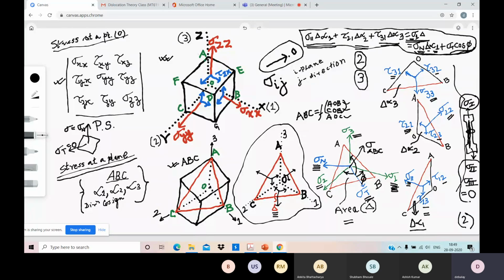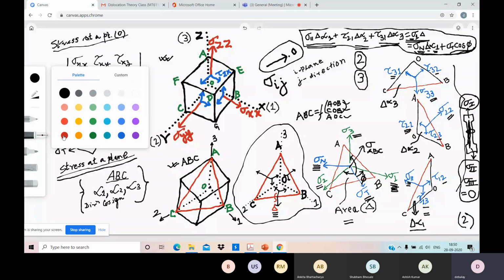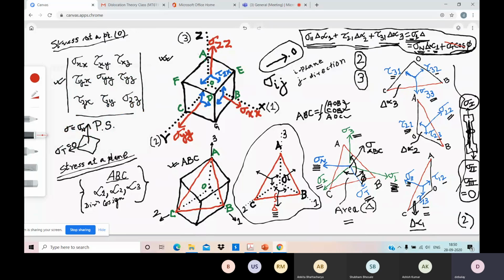So a principal plane is the plane on which there is no shear stress, and the entire stress is normal stress, and the normal stress value can be 0, can be positive, positive means tensile, can be negative, negative means compression. But the criterion has to be that there is no shear stress. So if there is no shear stress, then what can I do? Then I can ignore this term. This term is 0 because shear stress is 0.